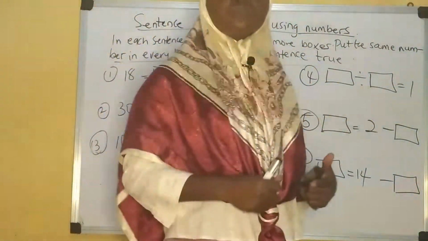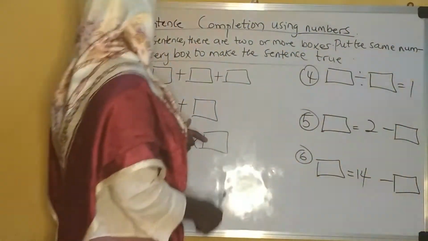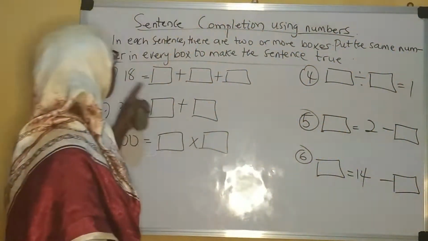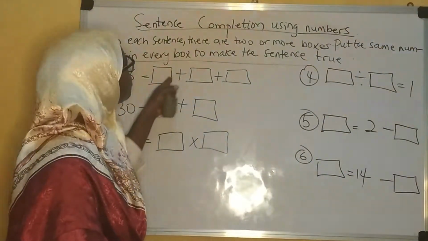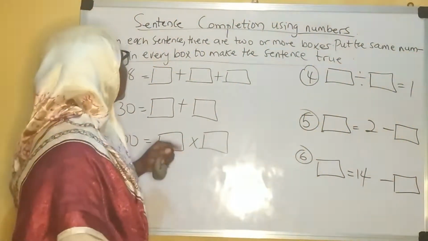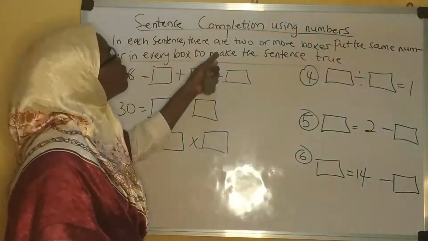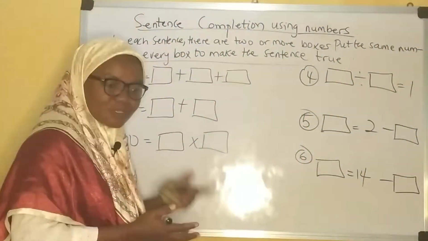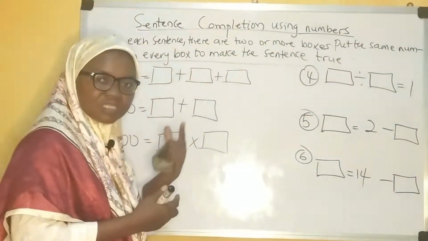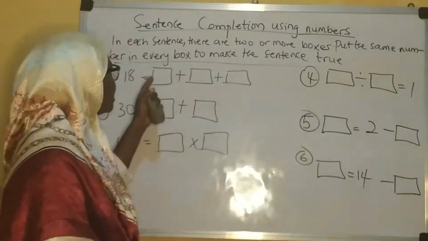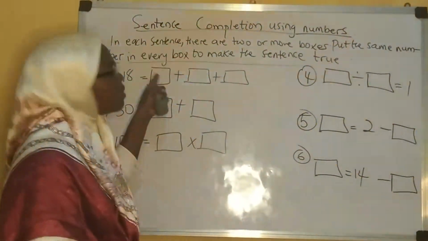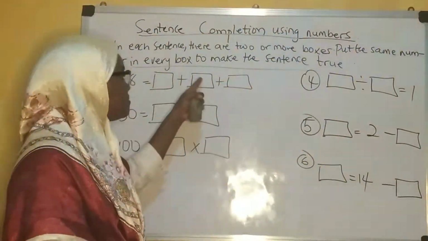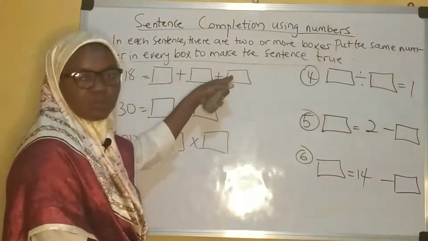All right, now let's go into it. The first example I have here is 18 equals dash plus dash plus dash. Now the calculation here is not much anyway. You just need a logical kind of reasoning before we can start. We have been told that whatever value we put here should be the same value we put here, and the same value we are still going to put here.